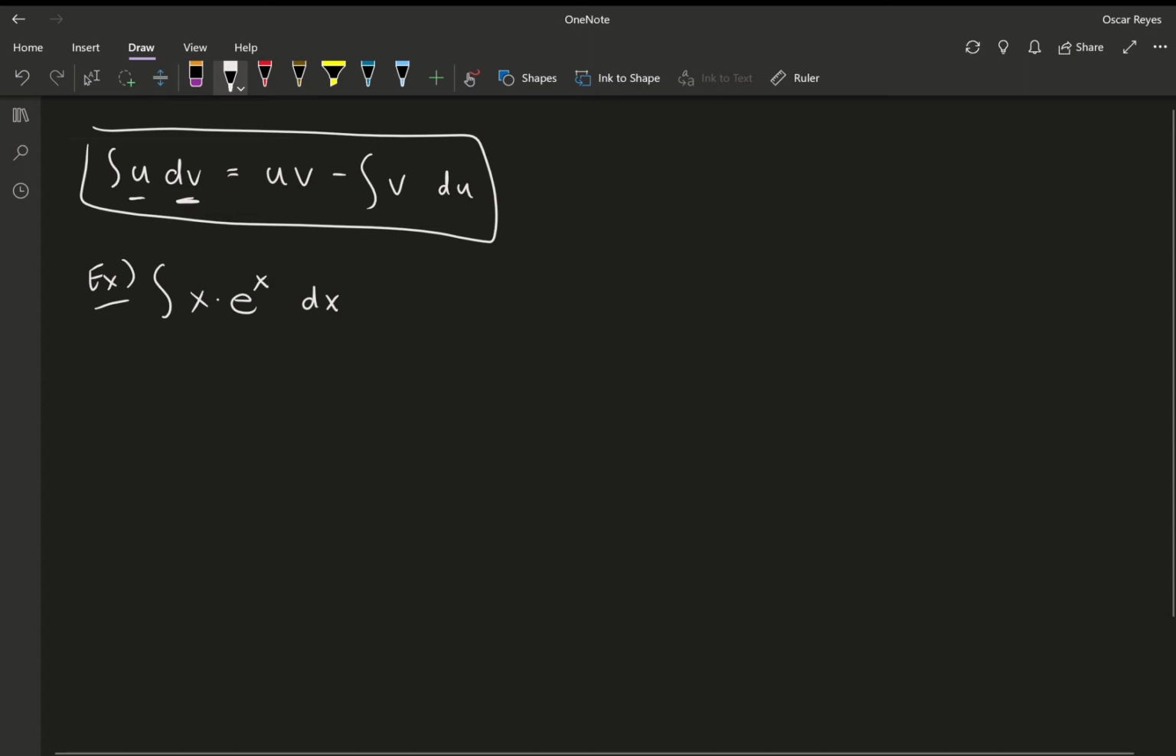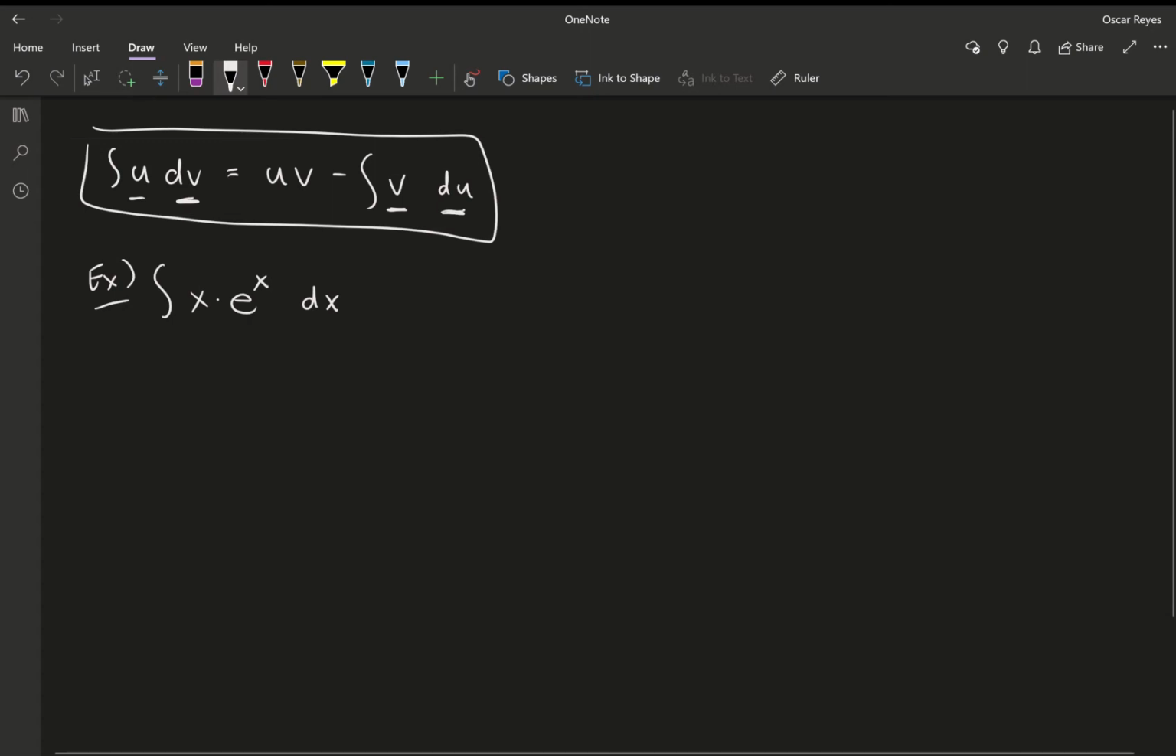Now we have to pick which one will be the derivative and which one will be the non-derivative. Meaning, if we pick u, we're going to take the derivative of that to get du, because that's what our formula has on this side. And if we pick one to be dv, we're going to take the integral of that to get v, because that's what our formula has inside this integral. So what we have to look for is a product.